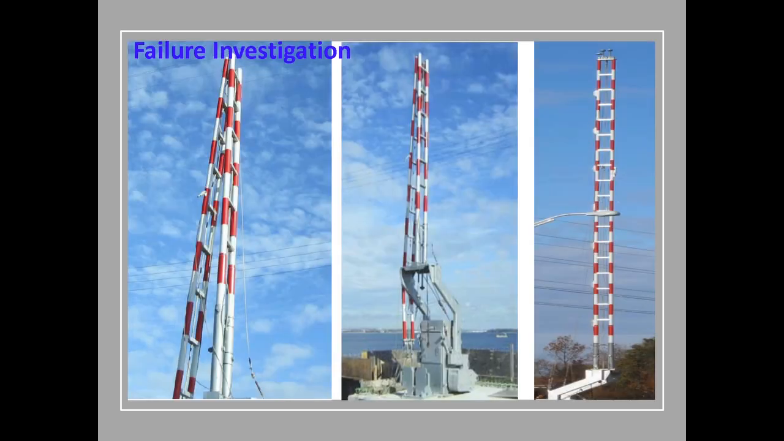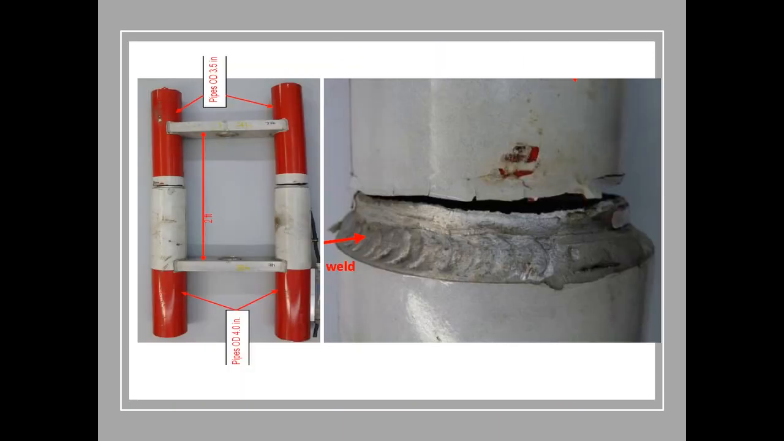This is a barrier gate that fractured during Storm Sandy when wind speed exceeded 70 miles per hour. The barrier is made of aluminum pipe sections. This is the barrier gate before failure, and here is after failure. This is a close-up of the fractured region, where the smaller diameter pipe failed between 0.15 and 0.25 inches from the weld.